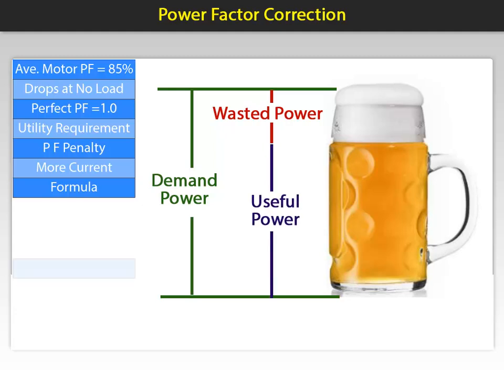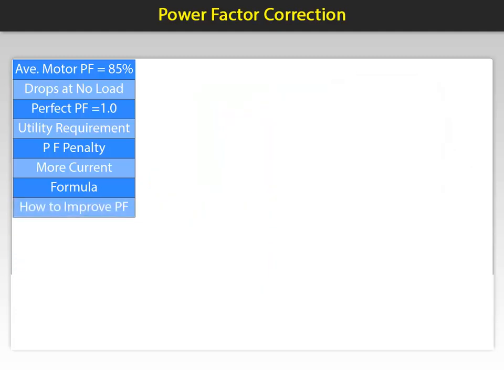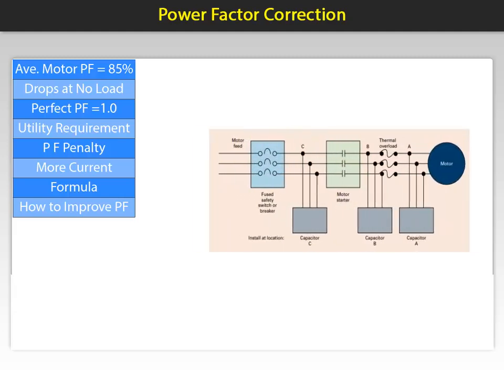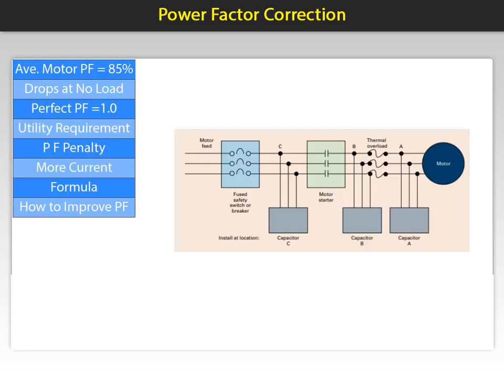Now what can be done to improve power factor? Well, there are two widely used methods. One is to connect the capacitor to a single motor as seen here. It can be installed in any of these three locations.